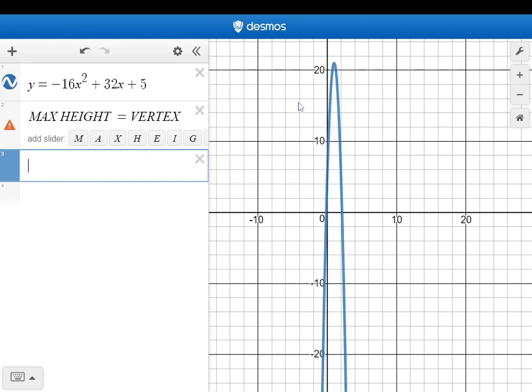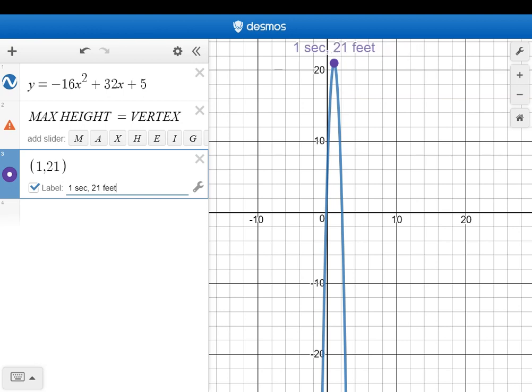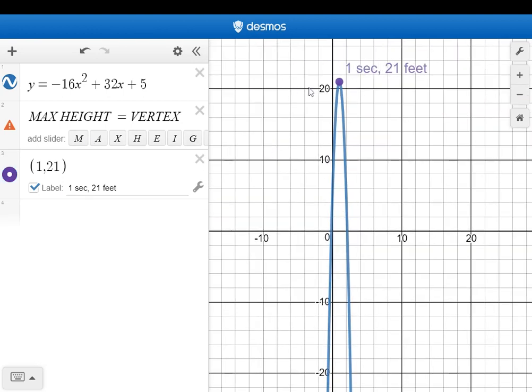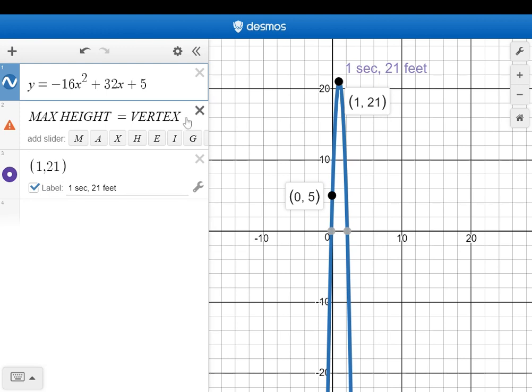And so now what we know, given this point, our point there was 1 comma 21. What that means is that it's going to get to a maximum height after 1 second, and then that maximum height is going to be 21 feet, right? So that's what that vertex is really saying: after 1 second, it's going to reach the maximum height. So it took off from our platform, rose all the way up to here, after 1 second it reached its maximum height, explodes in the sky, and reaches 21 feet. So that will be our maximum height question.